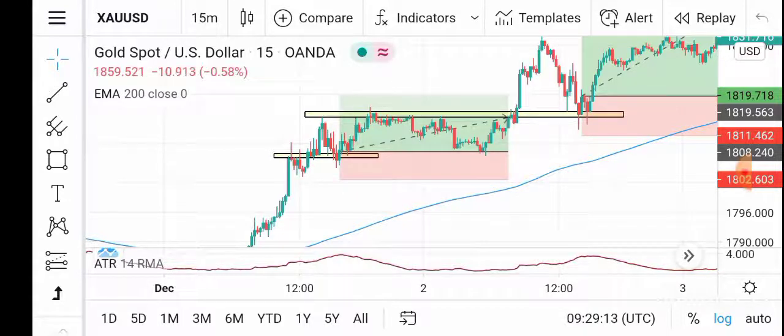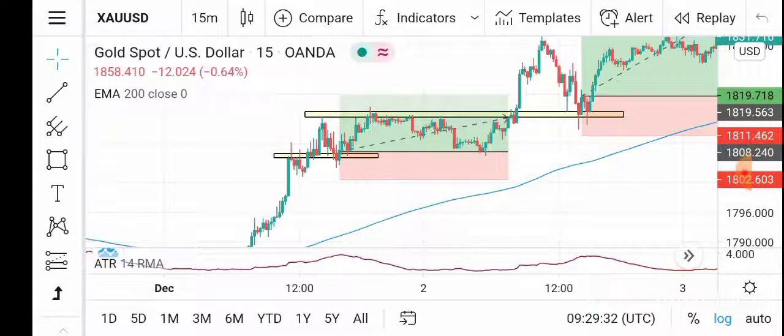You can see the 200 EMA line is showing us, okay, this is the time to buy the market, not the time to sell. So it gives us a bias in the market that we are looking to buy this market at this point in time. We don't want to take any selling trades, so we're only looking to buy.